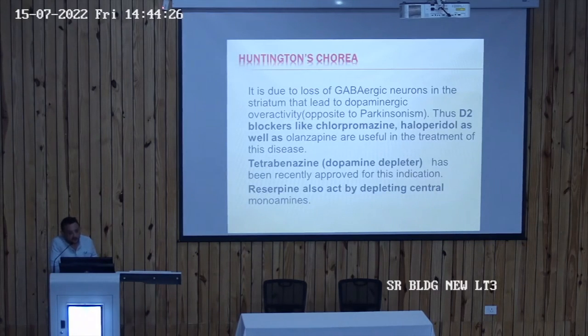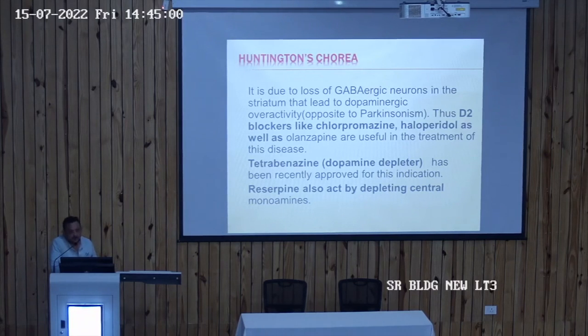For Huntington's chorea that I have explained to you, multiple CAG repeats, it is a genetic disorder, decrease in the GABAergic neurons, and GABAergic कम होंगे तो dopaminergic competitively बढ़ जाएंगे. So we have to suppress the dopamine, blockers देंगे. All the antipsychotics are D2 blockers, so we can give the antipsychotics like chlorpromazine, haloperidol. Olanzapine can also be given.